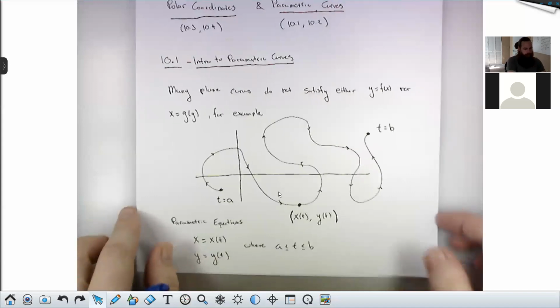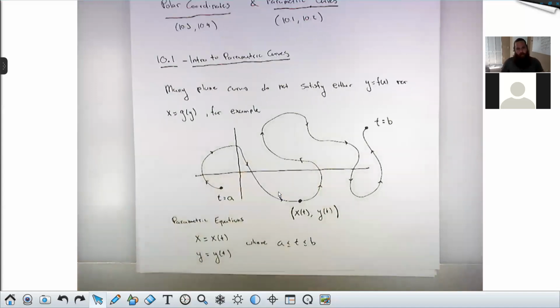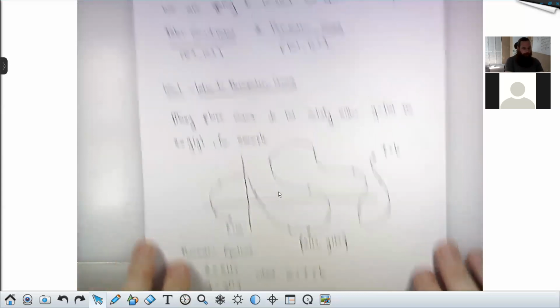All right, so we're going to solve the tangent problem, right? We'll be able to find slopes of tangent lines. We're going to solve the area problem. We're going to solve a new problem called arc length in this setting. But first, a little bit of practice graphing.